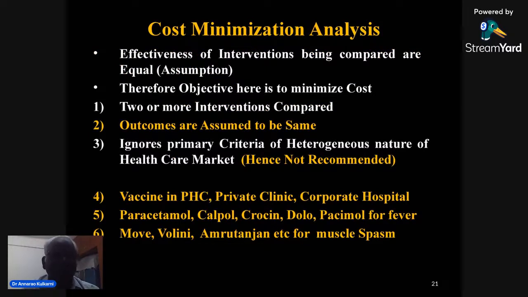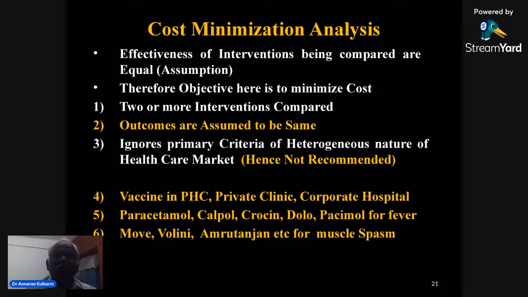The first among the four, cost minimization analysis. This is generally not recommended and not done, but just for completion, we will understand what it is. The effectiveness of the interventions being compared are equal, or they are at least assumed to be equal. Most of the results cannot be equal because of the heterogeneous nature of the healthcare market, but still for practical purposes we say they are either equal or we assume them to be equal. Therefore, the objective here is to minimize the cost. So we analyze the cost and we choose whichever is less costly.